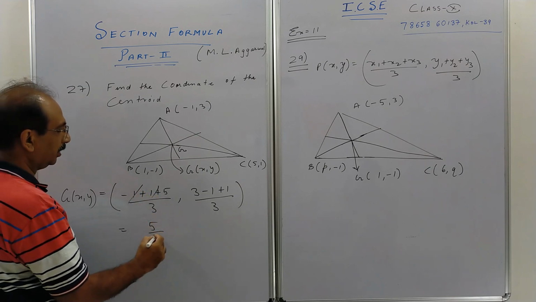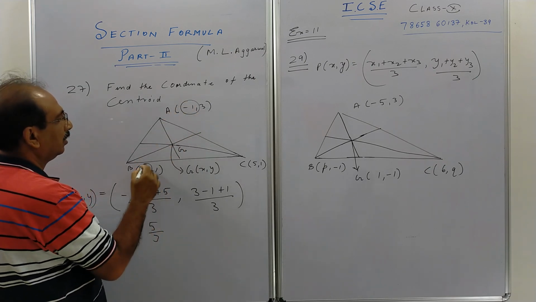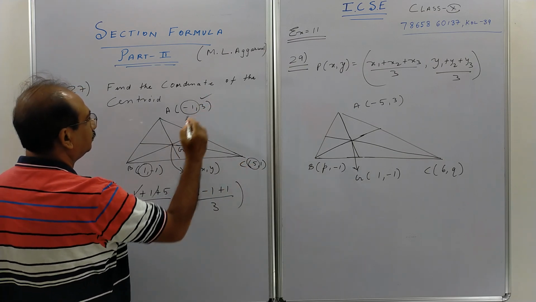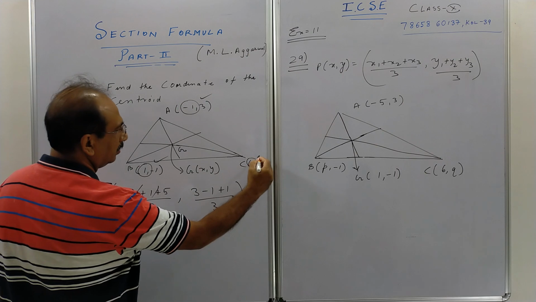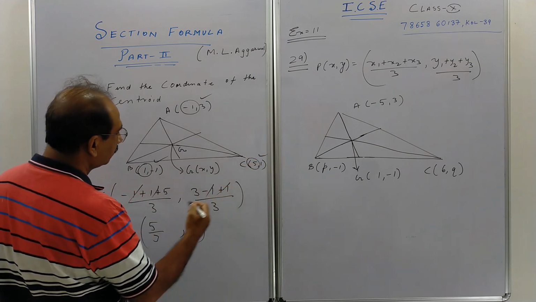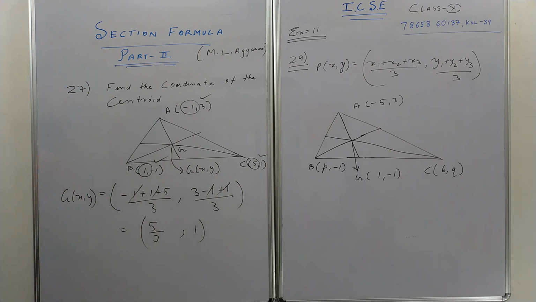So we get 5 by 3. So add all the x, all the x by 3, all the y, 3 minus 1 plus minus 1 cancels, so 3 by 3 is 1. So the first answer is 5 by 3, 1.